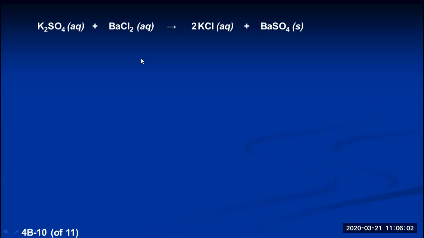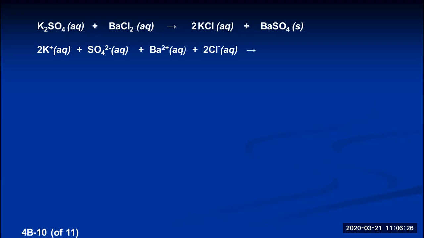And because this equation involves soluble ionic compounds, which are strong electrolytes, we'll have to write this in ionic form and then net ionic form. The potassium sulfate, when it dissolves in water, would dissociate into 2 potassium ions and 1 sulfate ion. The barium chloride, when it dissolves in water, would dissociate into 1 barium ion and 2 chloride ions.